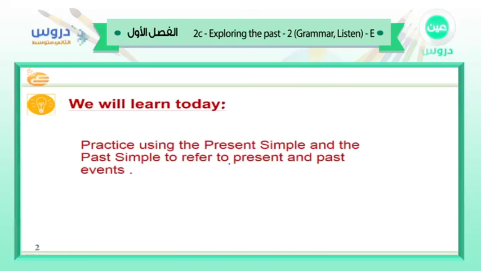Let's start everyone. What are we going to learn today? We're going to practice using the present simple and the past simple to refer to present and past events. Very, very important, everybody, to know about the present simple and the past simple, okay?